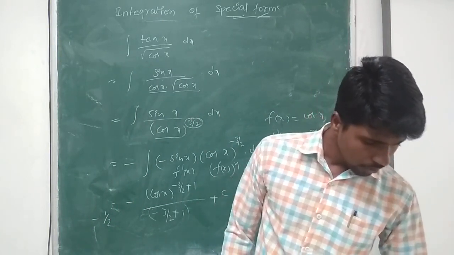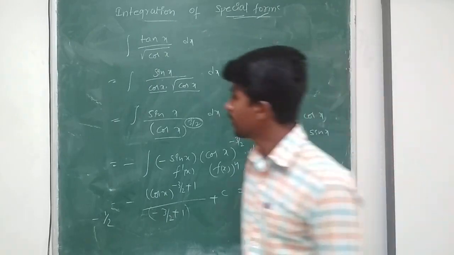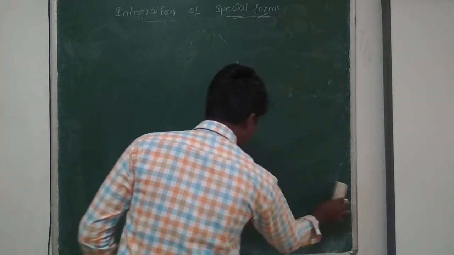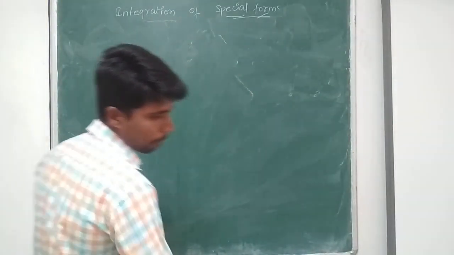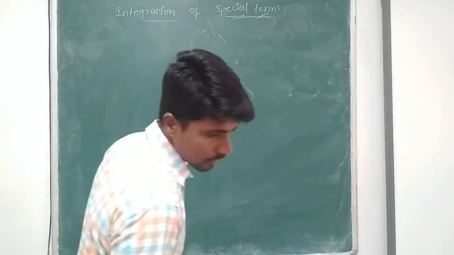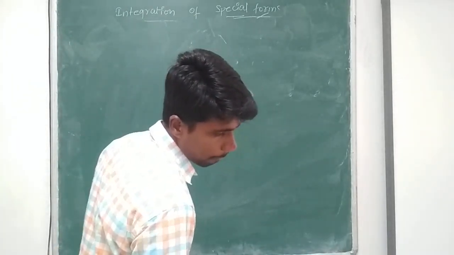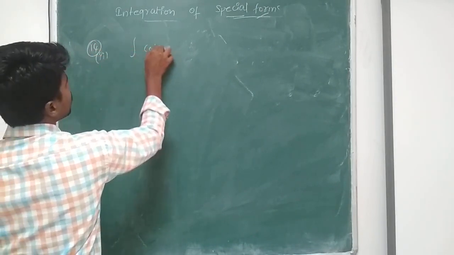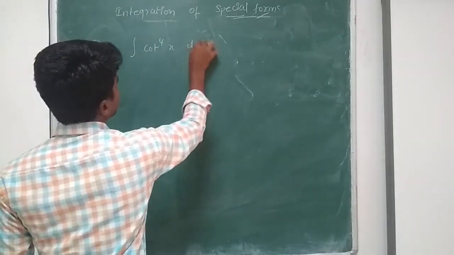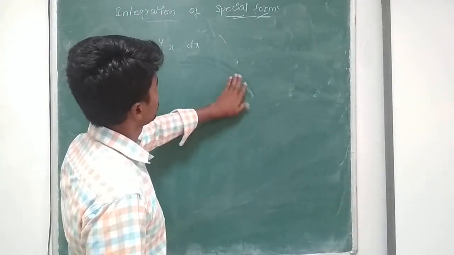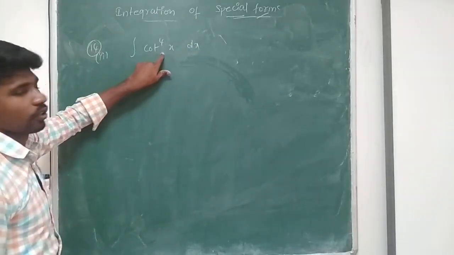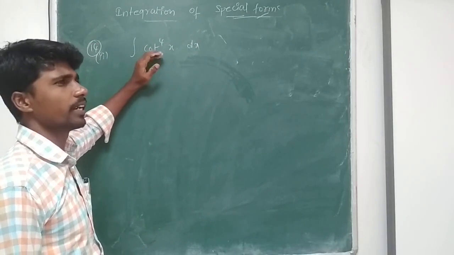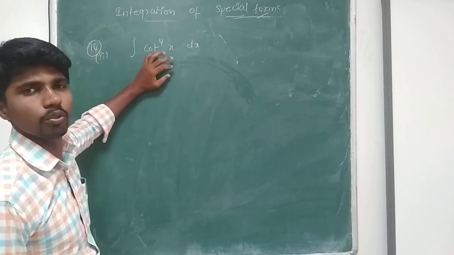Next, integral cot power 4x dx. Question number 2. Integral cot power 4x dx. This cot power 4 I can write as cos x by sin x to the power 4, then I get numerator and denominator, which will be difficult to solve.